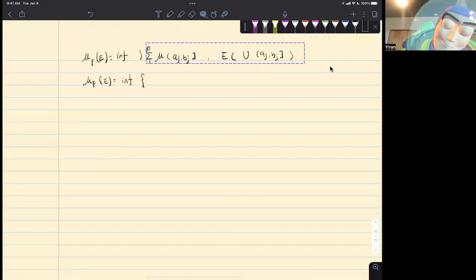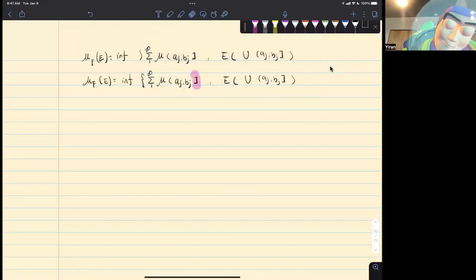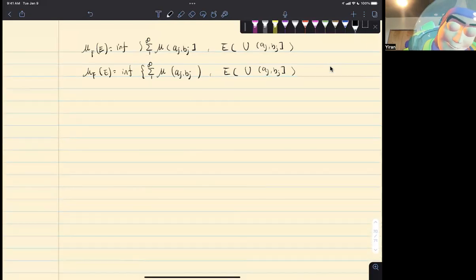Recall that the definition for such a measure is the infimum of the summation of mu of the intervals. So mu of E, as a review, is equal to the infimum of the infinite series of mu of (AJ, BJ], where E is a subset of the union of (AJ, BJ]. And then we also proved that mu of E can be approximated using open intervals, so rather than using half-open intervals, we can use open intervals. And then Proposition 1.18 has further claims.